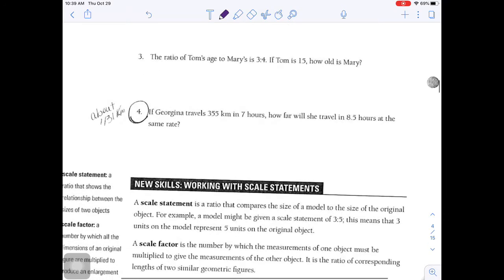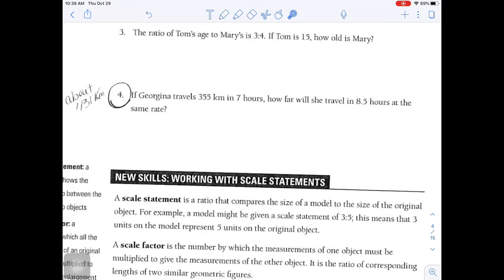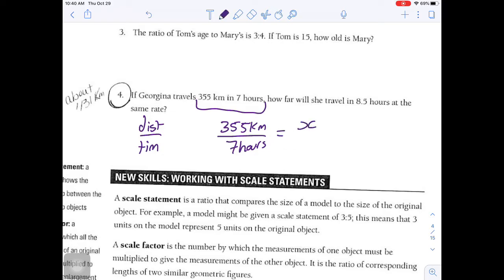Okay, so let's look at number 4. And remember, these proportions are always true. So if Georgina travels 355 kilometers in 7 hours, how far will she travel in 8.5 hours at the same rate? So let's make a ratio here. So I'm going to put distance on the top and time on the bottom. She has stated that it takes her 7 hours to walk 355 kilometers. She's going to use the same rate here. So I'm going to put my time on the bottom and solve for the X amount of kilometers in 8.5 hours.